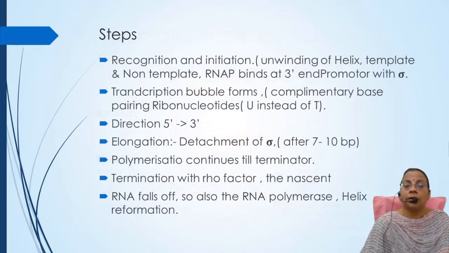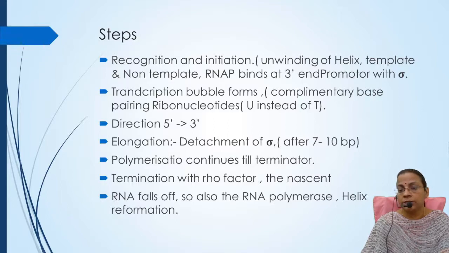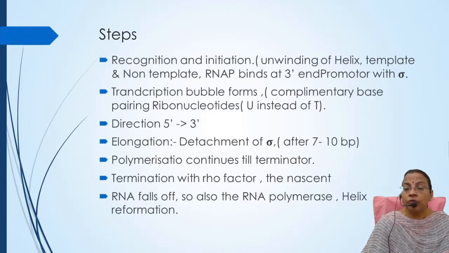But there are certain factors we also have to summarize, how the recognition and initiation is taking place. The first point you have to write is unwinding of the helix. One of the strands will act as the template, the other one acts as the non-template. Initiation takes place mediated with the help of RNA polymerase, which binds at the 3' end, that is at the promoter site, along with the sigma factor. Then the transcription bubble forms, with complementary base pairing, that is ribonucleotide base pairing, so instead of thymine, uracil is base paired. And the direction of new synthesis is always 5' to 3' direction.